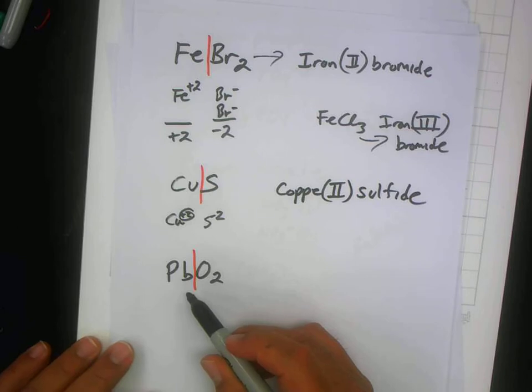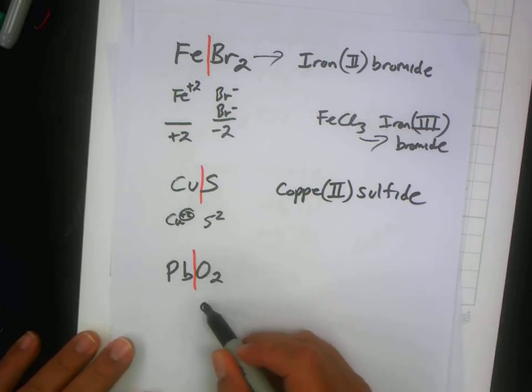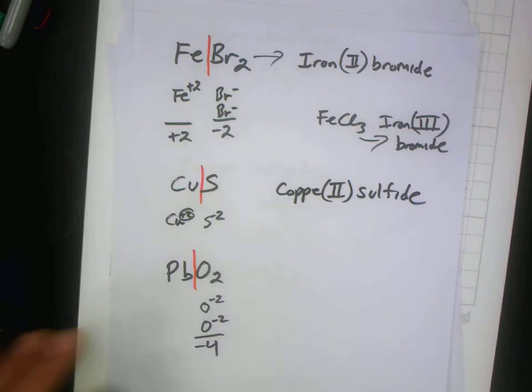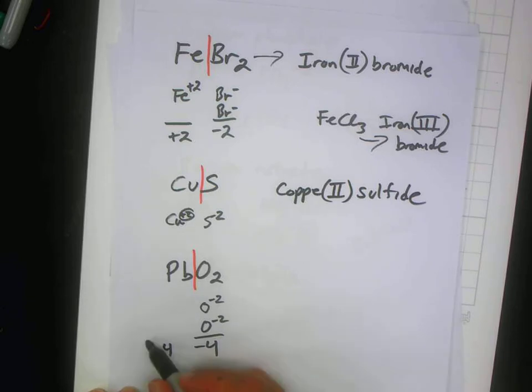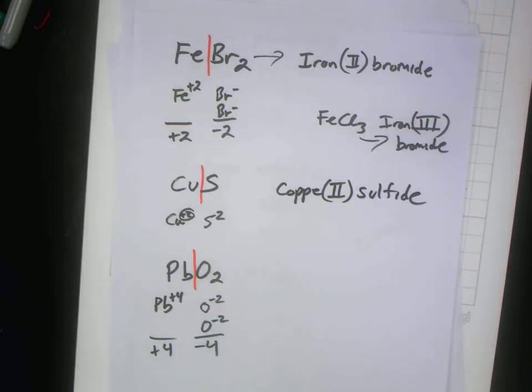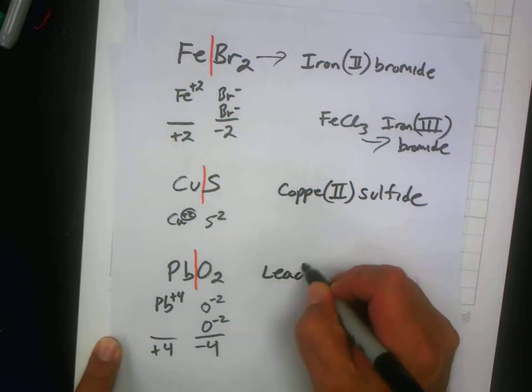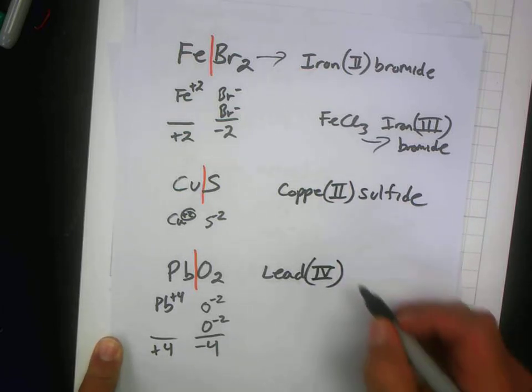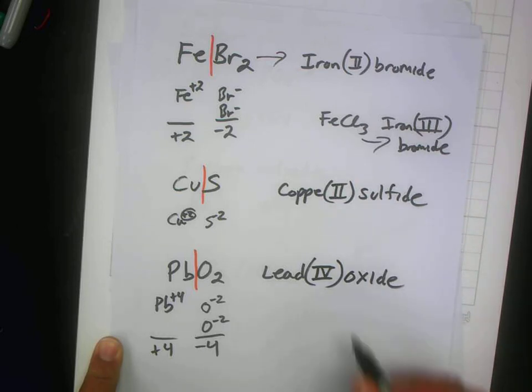Once again, what's going to be the charge on the lead? Well, we have 2 oxygens here. Each oxygen is a -2. So in this formula, there's a total of 4 negatives. That must mean that there's got to be a total of 4 positives, and all four of those positives go on the one lead. So this lead has to be lead 4. And so you're going to go ahead and write it as lead 4. Remember that in Roman numerals 4 is IV, oxide. And there's your answer.